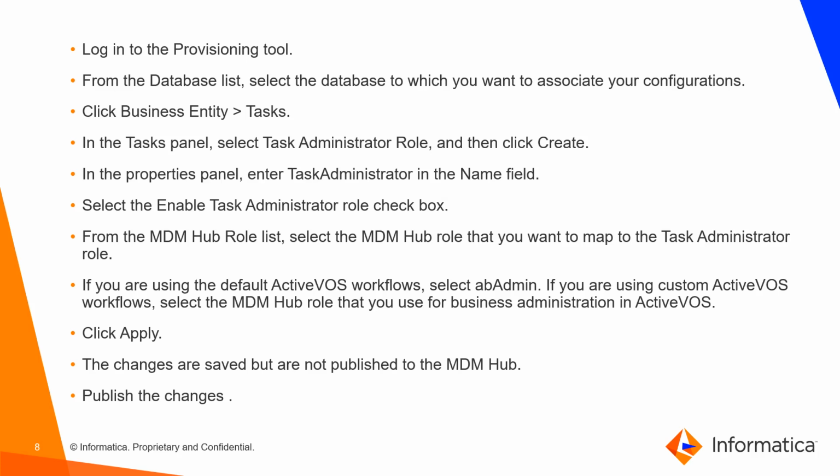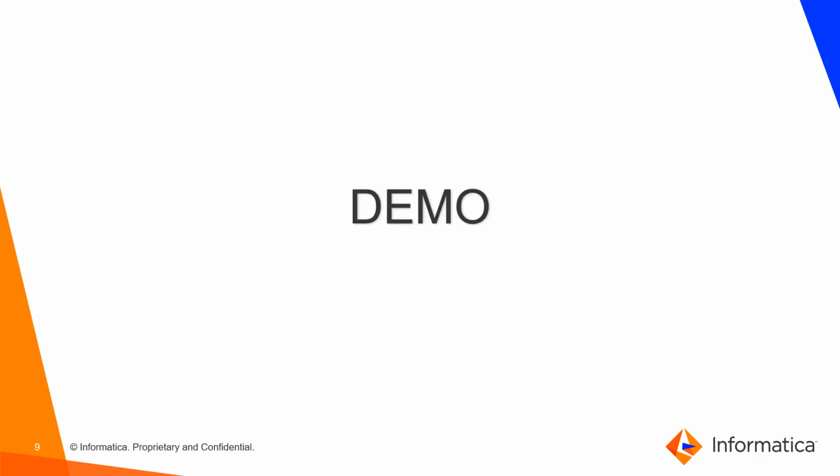From the hub role list, select the MDM hub role that you want to map to the task administrator role. If you are using default ActiveOS workflows, select AB admin. If you are using a custom ActiveOS workflow, select the MDM hub role that you use for business administrator in ActiveOS site. Then click apply and publish the changes. Now next, proceed with demo.